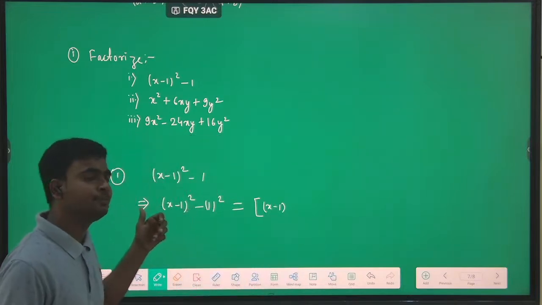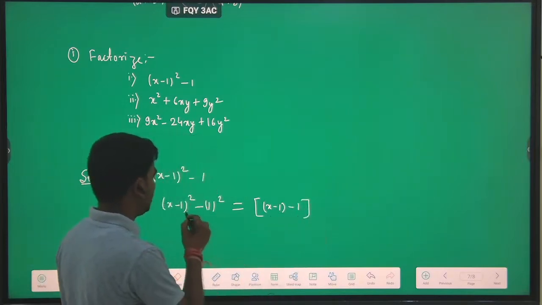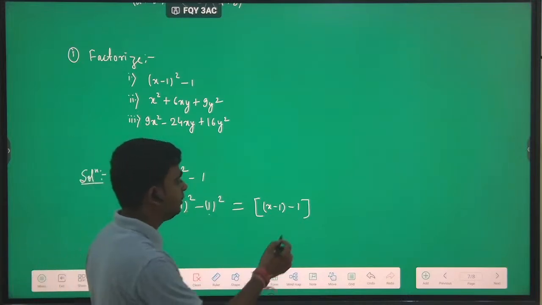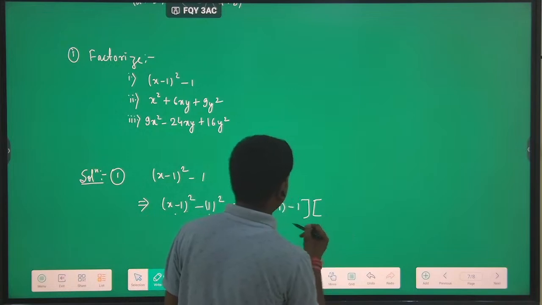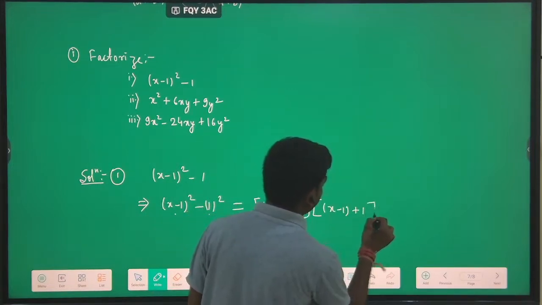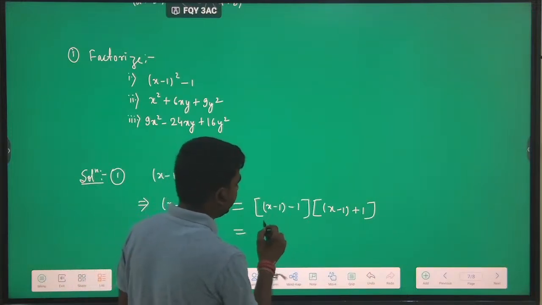Our a is x minus 1. a minus b will be x minus 1 minus 1, because our a is x minus 1, our b is 1. Similarly, it will be multiplied with a plus b. That means x minus 1 plus 1.